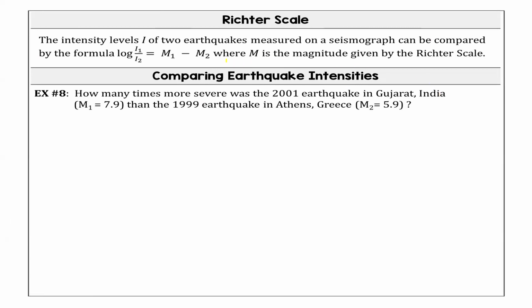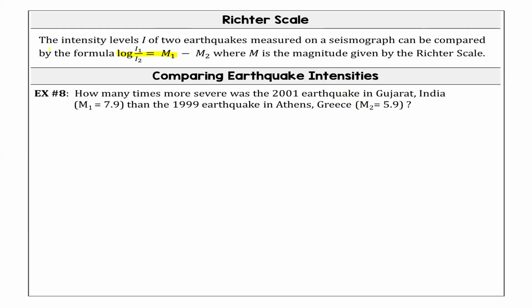So it says here that the intensity levels I of two earthquakes measured on a seismograph can be compared by the formula log I1 over I2 equals M1 minus M2, where M is the magnitude given by the Richter scale. Okay. How many times more severe was the 2001 earthquake in Bhuj, India, with M1 equals 7.9, than the 1999 earthquake in Athens, Greece, with M2 equals 5.9?